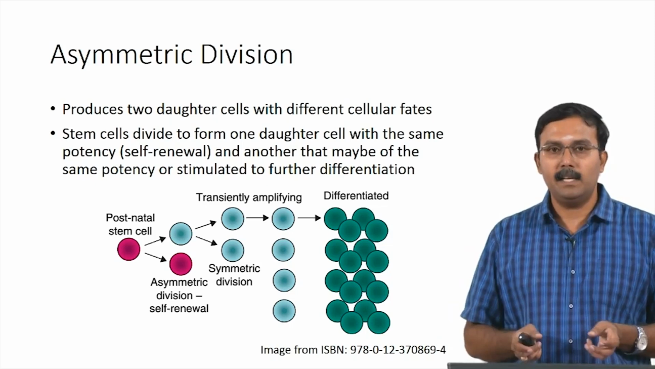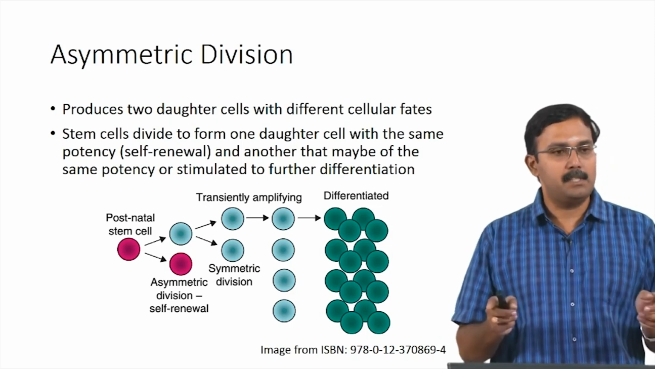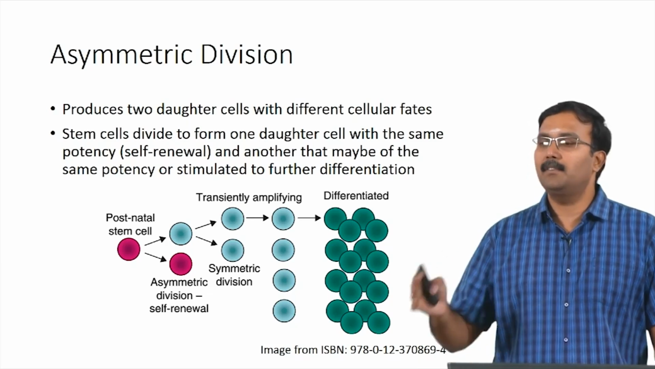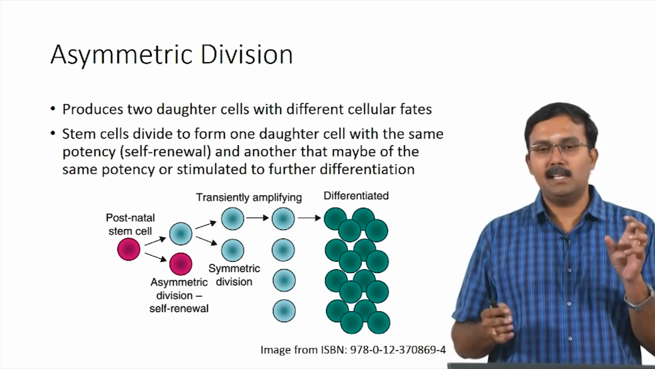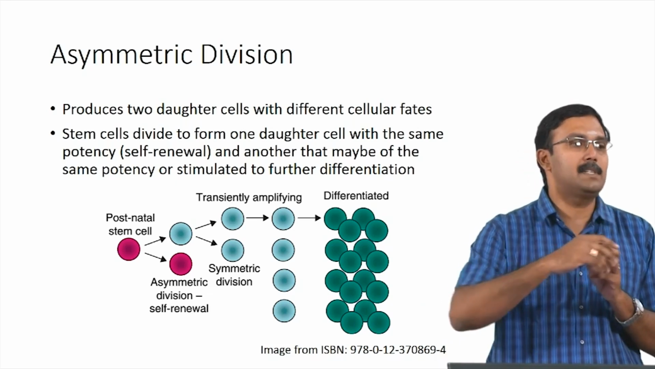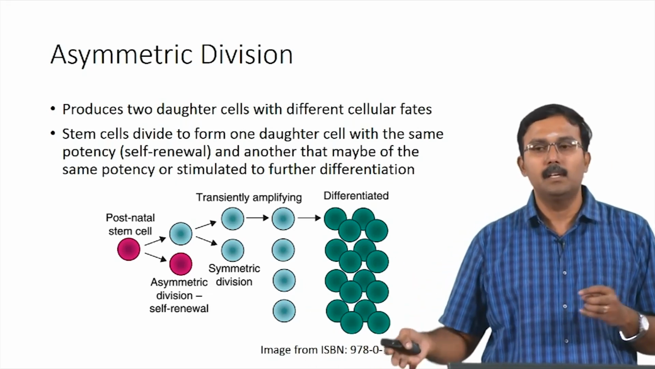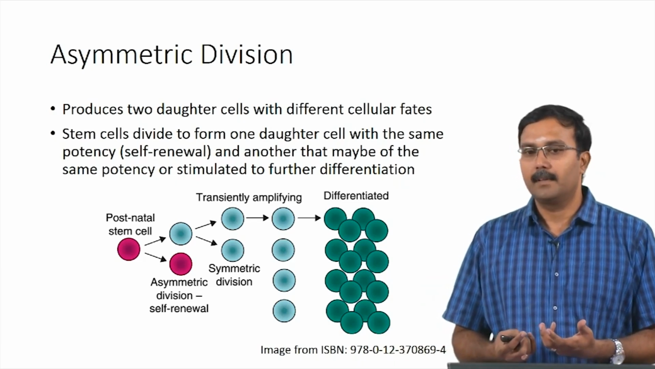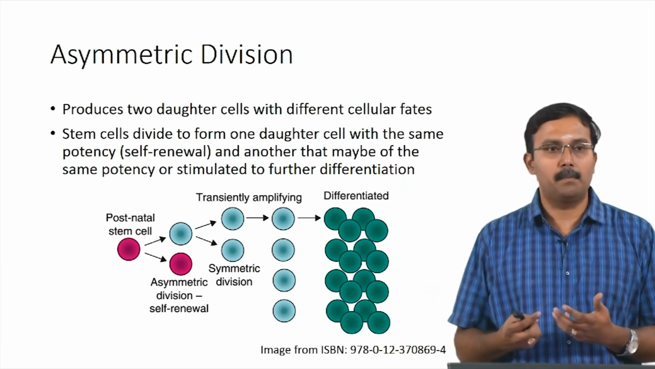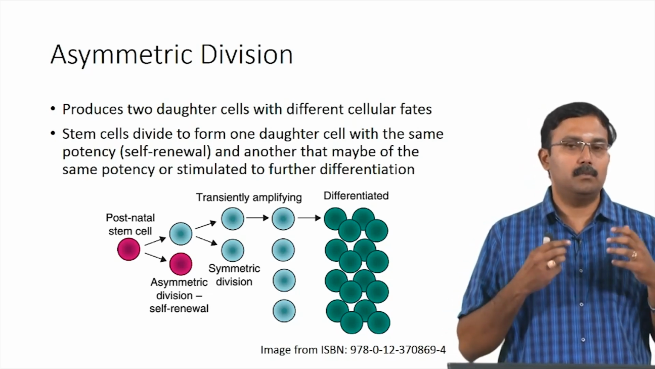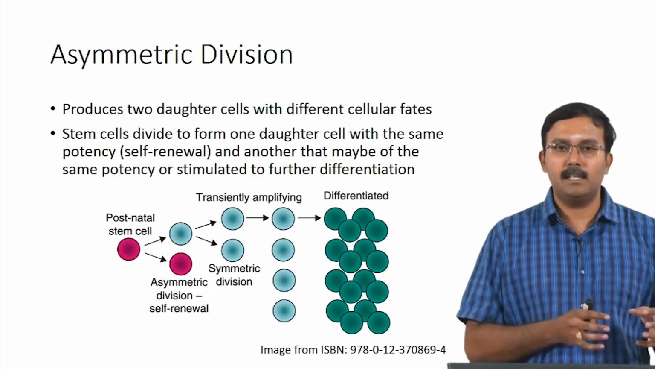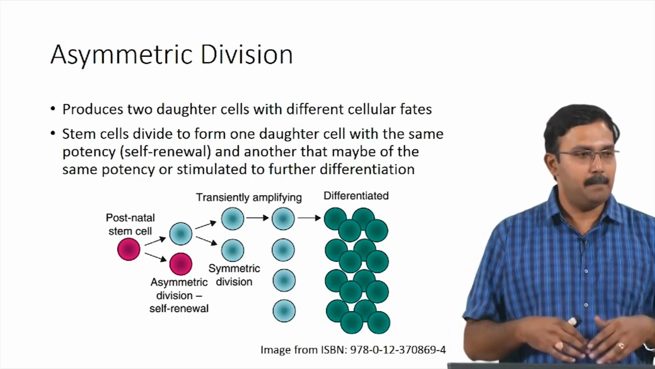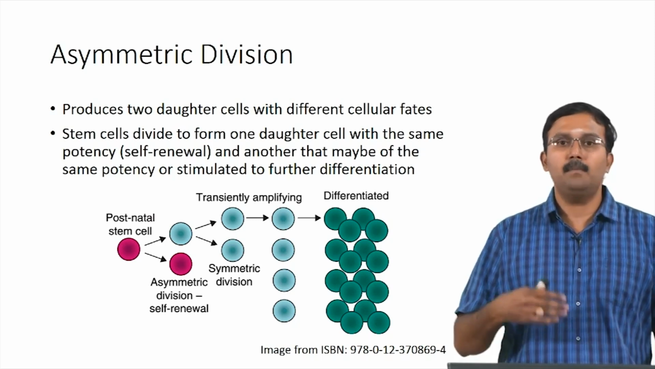You have asymmetric division where, of the stem cells which divide, one will be a stem cell, which means the self renewing property is maintained. So, one stem cell forms one stem cell and another cell which can get differentiated into any type of cell. So, your stem cell population remains the same, okay. The number of stem cells in the population remains the same. Basically, one daughter cell has the same potency, which is the self renewing property. So, it is a stem cell, and the other one can either be a stem cell or be stimulated for further differentiation.